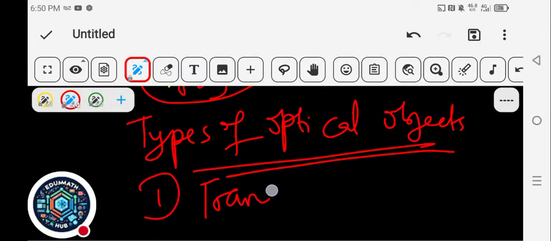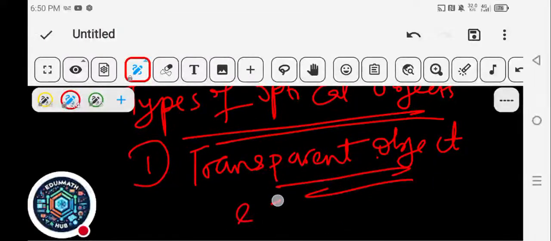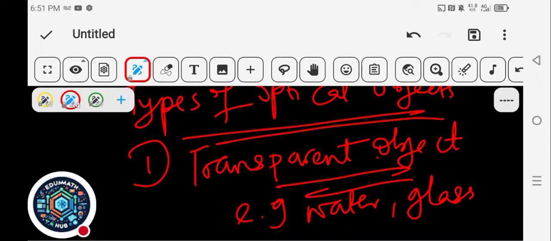Now, what is a transparent object? A transparent object is an object that allows light to pass through it. Examples of such objects are water and glass.